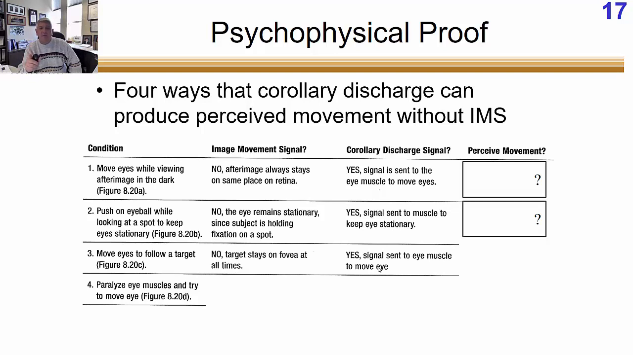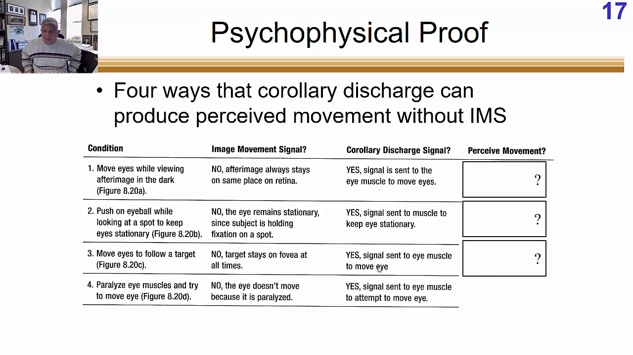If you follow a target, right? So something's moving through my environment and I'm following it, right? That image is staying in the same place, so no IMS signal, but my eye is moving, so they don't match, so we would perceive movement.